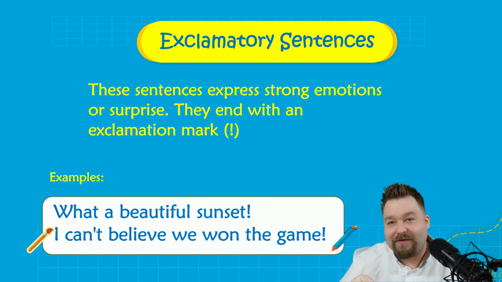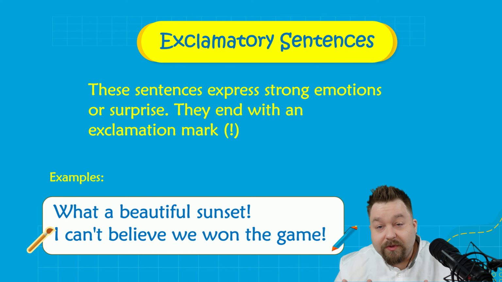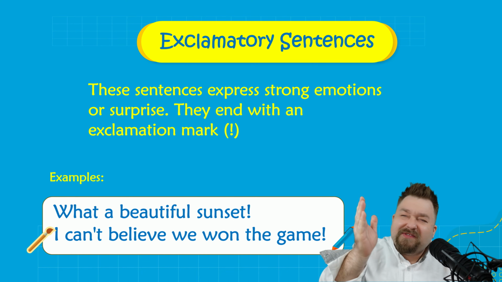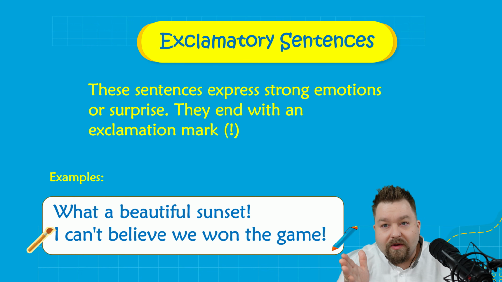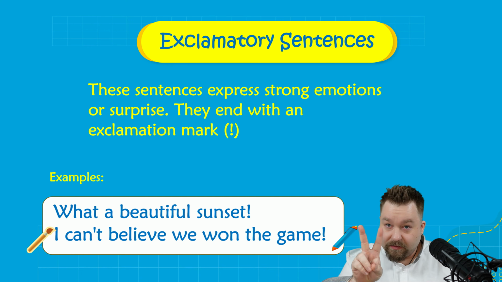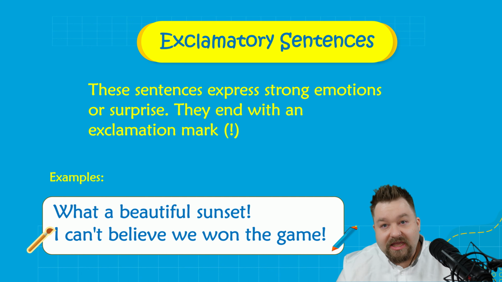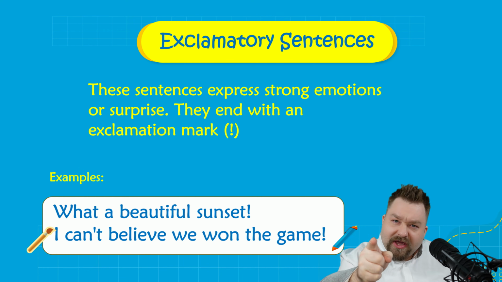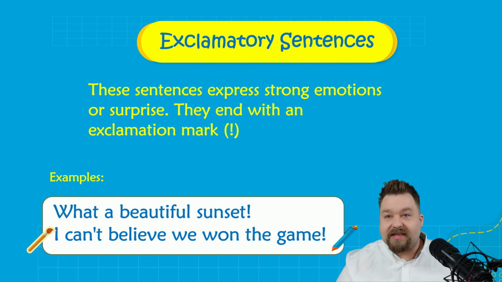Take a look at this first sentence. What a beautiful sunset. There's nothing bad. It's great. Look, it's beautiful. Wow. Okay. And number 2, I can't believe we won the game. Wow. We did it. We are awesome. We did this, okay? Someone did it. We feel this way. Exclamatory sentence. And look at that. We've learned all 4 types of sentences.